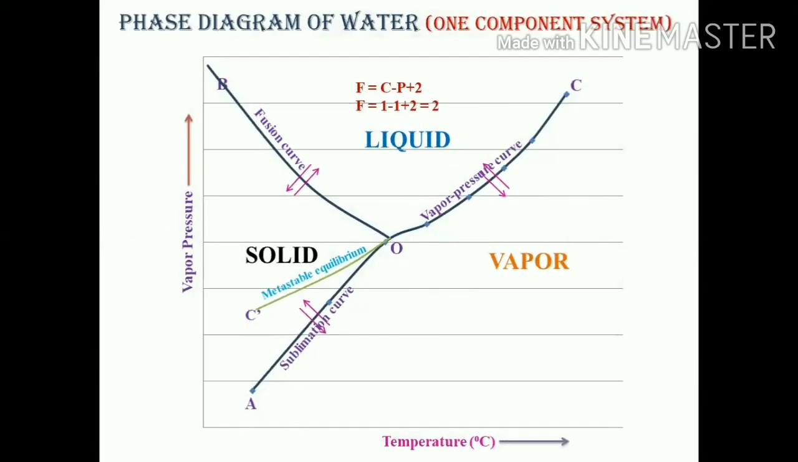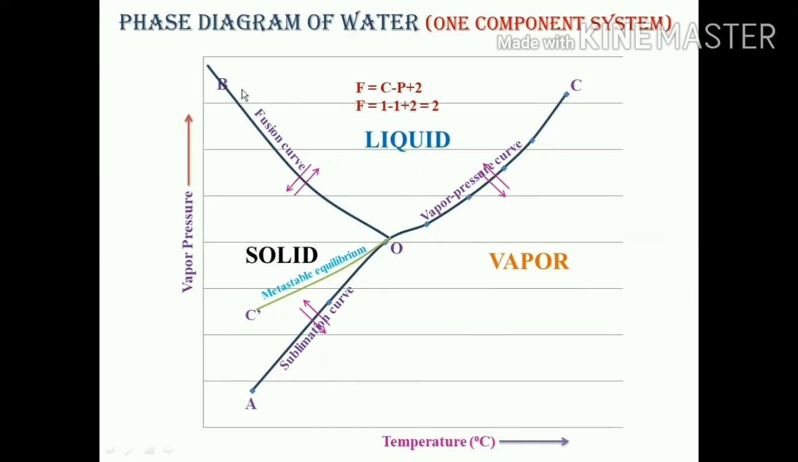Now let's have a quick view at this phase diagram, the different parts of the phase diagram we just studied. According to the Gibbs phase rule, the number of degrees of freedom is equal to the number of components minus the number of phases plus 2. This is the Gibbs equation that we get. So F is equal to C minus P plus 2.